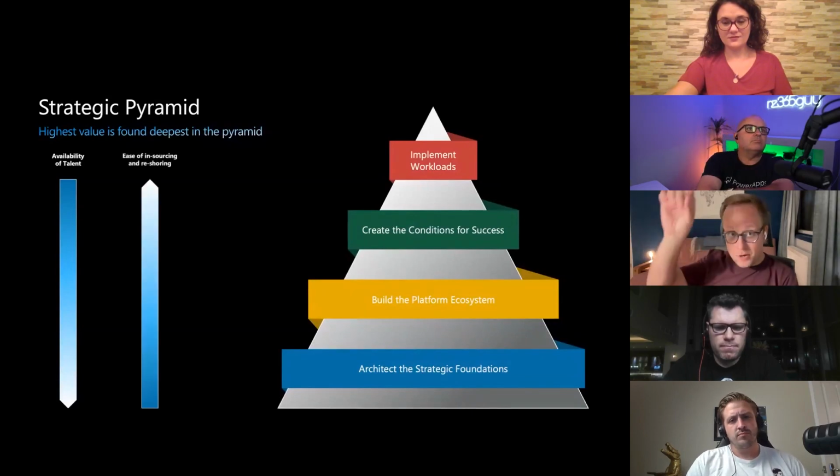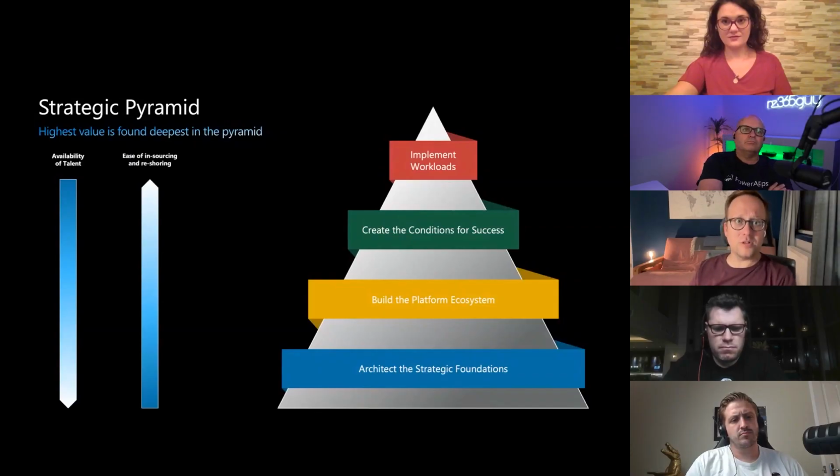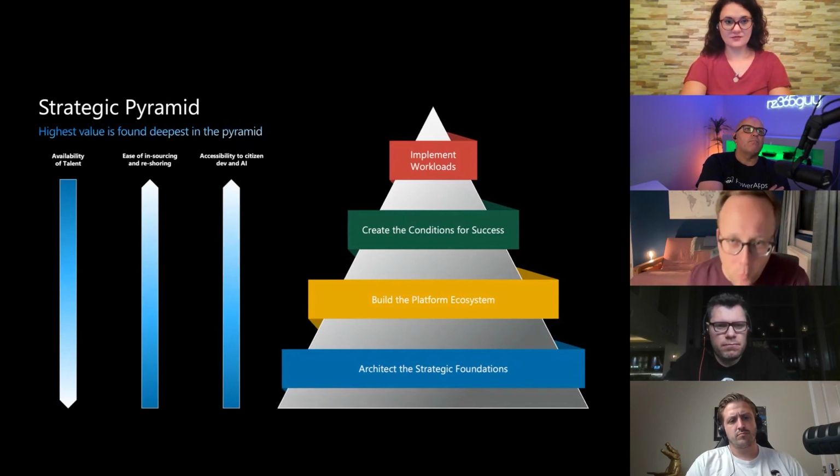Which means that as you get higher in the pyramid, those sorts of tasks, implementing workloads, are much easier to insource and to reshore. So it's a much more commoditized kind of work, right? If you have price pressure at the top, you can just move where the work is being done. And then finally, workload implementation is the stuff that is most accessible to either citizen developers building their own apps, or to AI writing the code for you, building the app for you, whatever.